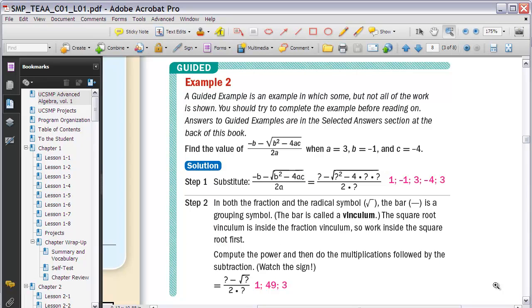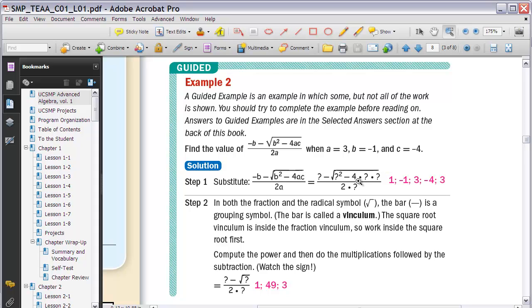Okay, so here's the answers to the first part of guided example 2. You'll notice that for negative b, I'm going to substitute in a 1. For b squared, where you see b, I'm going to put in negative 1. Okay, so all of not just 1, but negative 1 is going to be squared. And then for the other two, this is a 3, a negative 4 here. And then down here we would have a 3.